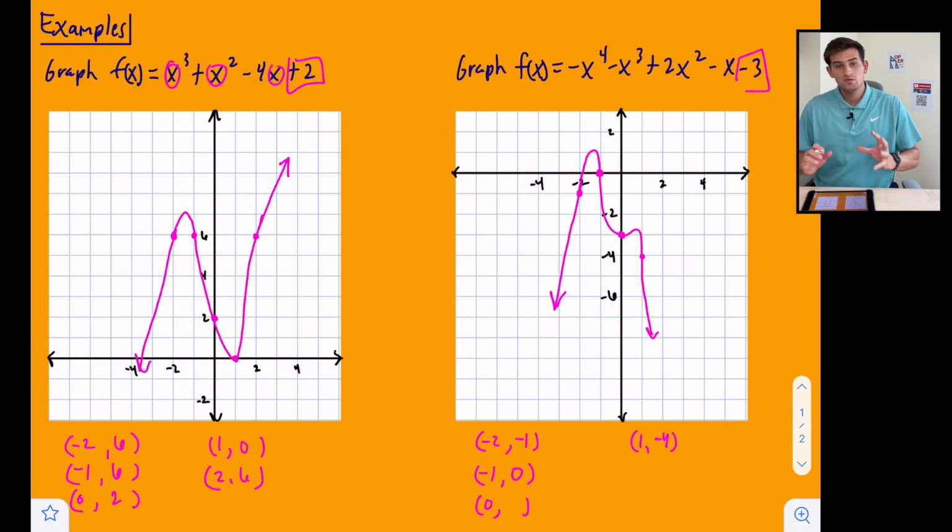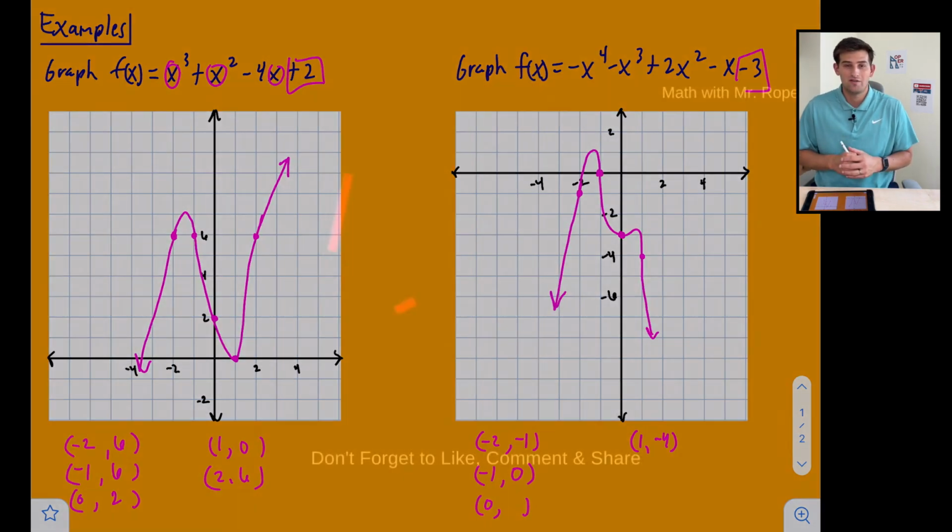And so we can use just really 2 steps here, right? We plug in some x values to get the shape of the middle portion of our graph. And then we use what we know about the end behavior of polynomial functions to help us sketch the rest of the graph. So that's how you can graph polynomial functions.